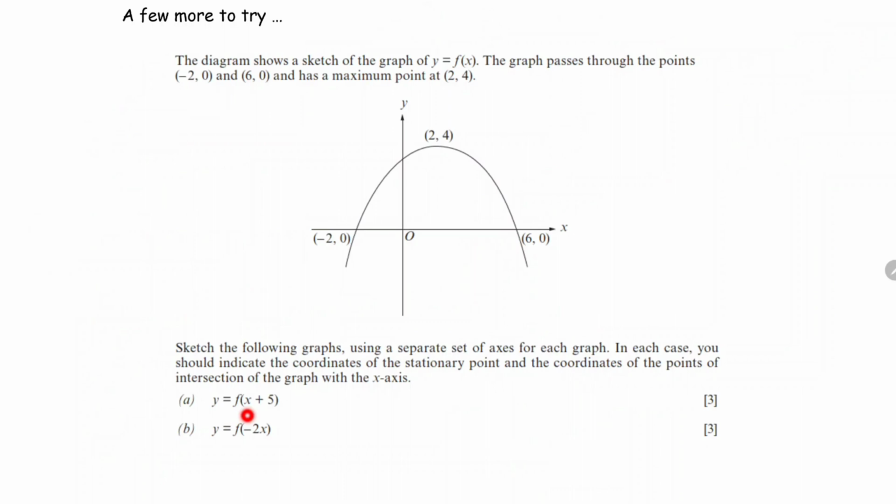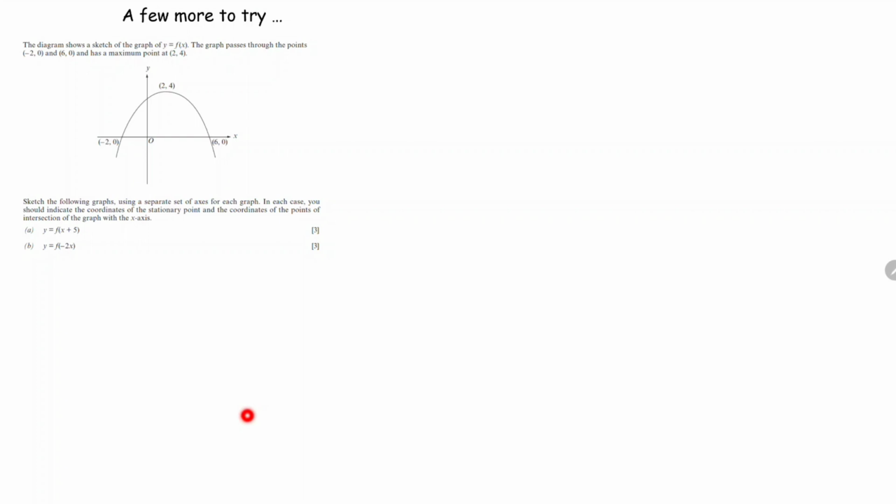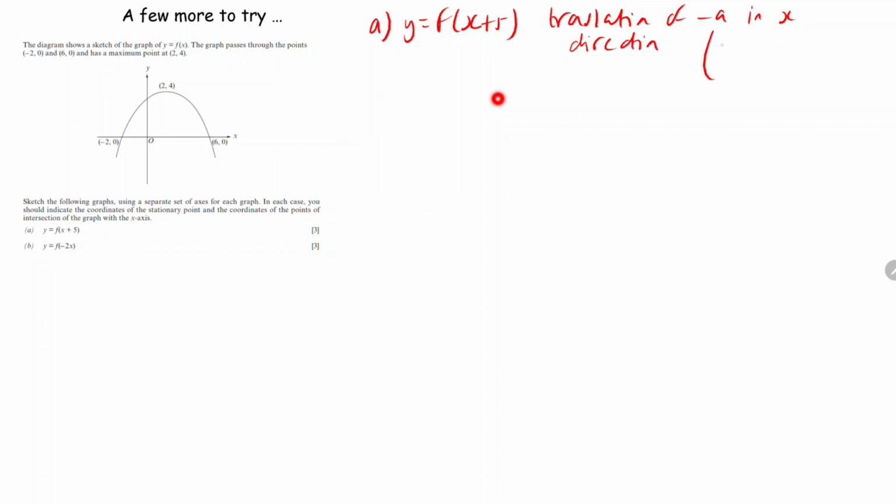Right. Pause the video and try this one. See how you get on. So for part A, we have the transformation y equals f of x plus 5. This is going to be a translation of minus a in the x direction, which is going to move our coordinates using the following vector, minus 5 and 0. The y coordinate's not affected, only the x coordinates.